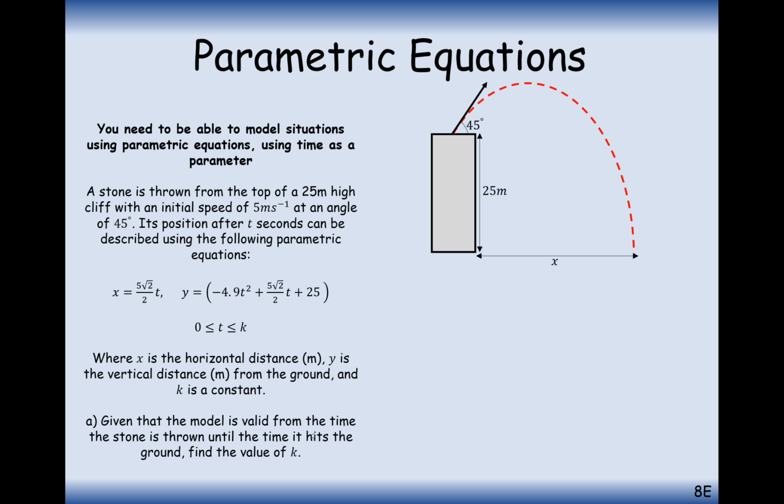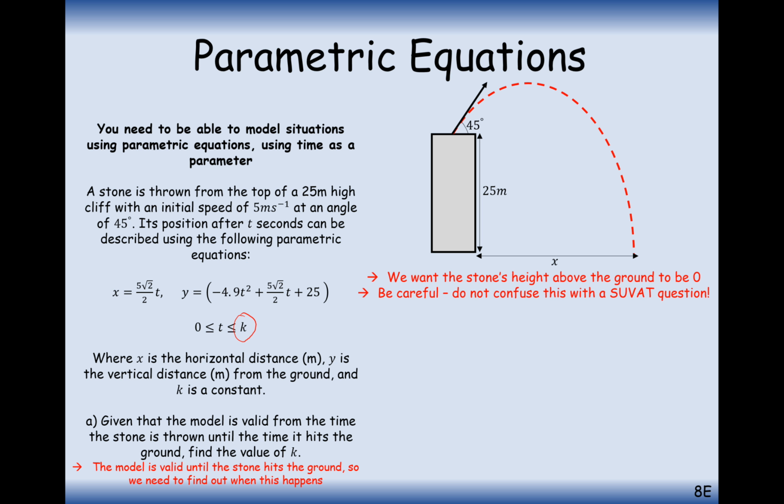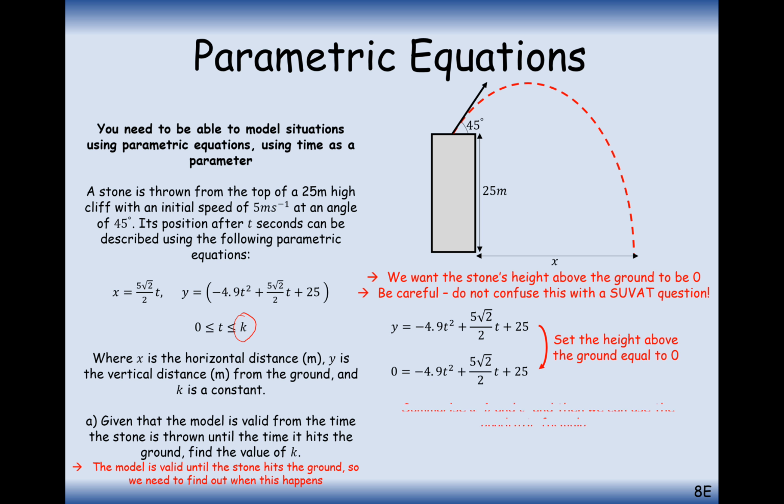Given that the model is valid from the time the stone is thrown until it hits the ground, find the value of k. So k here is in the limit, and we want to find that value of k such that when it hits the floor, given that the time is valid until it hits the ground. So what are we going to set? We're going to need to set the y coordinate equal to 0. We want the elevation to be 0. And now we're just going to solve this.